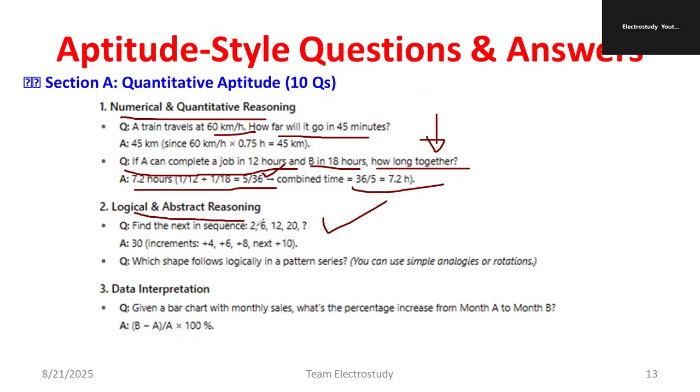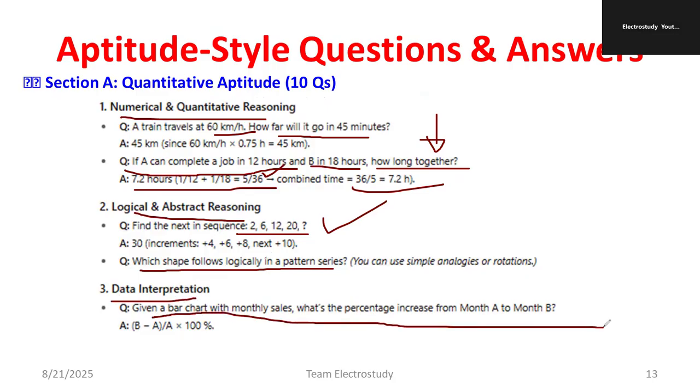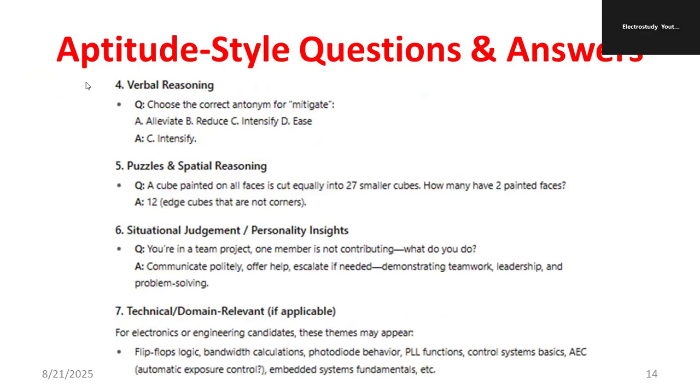Logical and abstract reasoning. Find the next number in the sequence. Okay. So you identify the relation. 2 plus 4, 6. Then plus 6, 12. 12 plus 8, 20. Next will be plus 10, 30. Which shape follows the logical pattern? Okay, that also can be asked. Then data interpretation. Given a bar chart with the monthly sales, what is the percentage change from month A to month B? So you should have a better idea. Some basics of statistics also you should know. Even basics are sufficient. Verbal reasoning. Choose the correct antonym for mitigate. Okay. Likewise, you may get similar kinds of synonyms and antonyms.